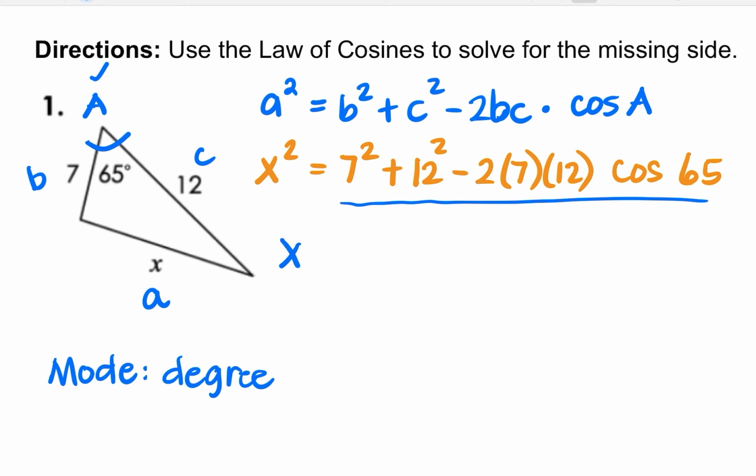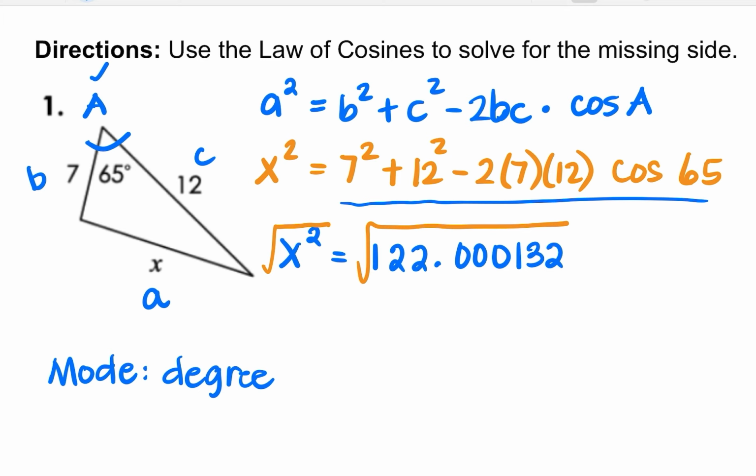If you get a bunch of decimal numbers, we get the same thing: 122.000132. Remember, we need to get x by itself, so we're going to take the square root of both sides. If we are to get a whole number as an answer, we will have x equals 11. So x is 11.